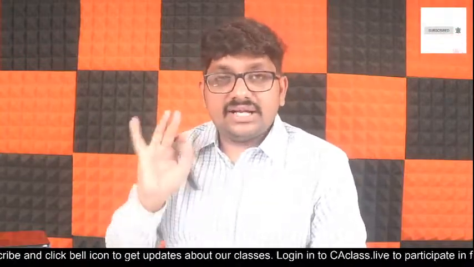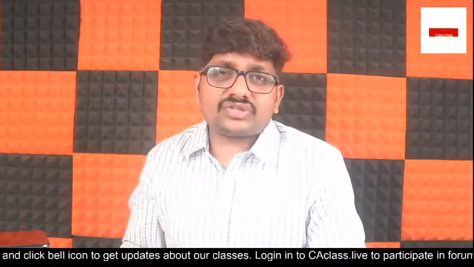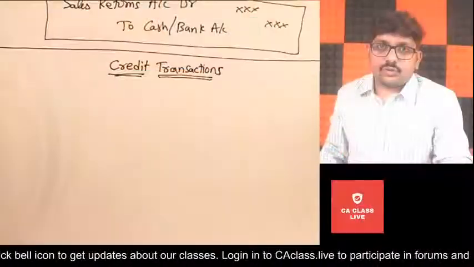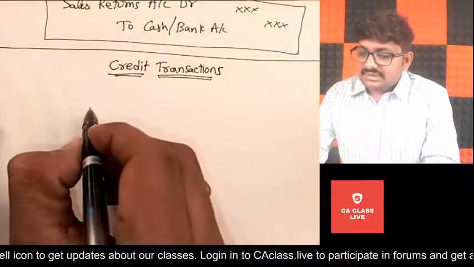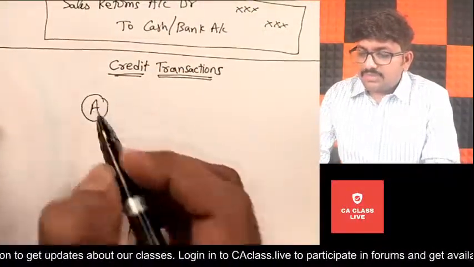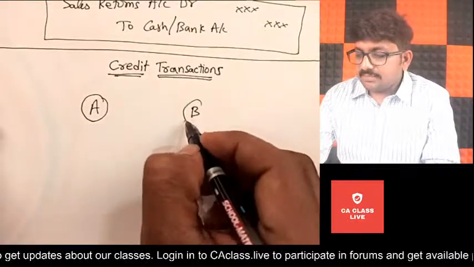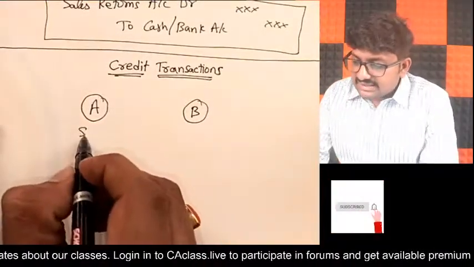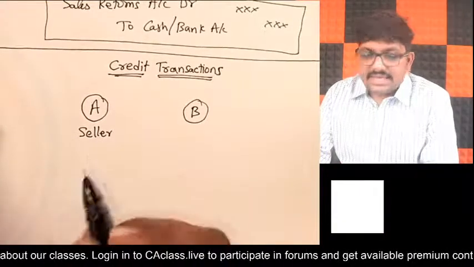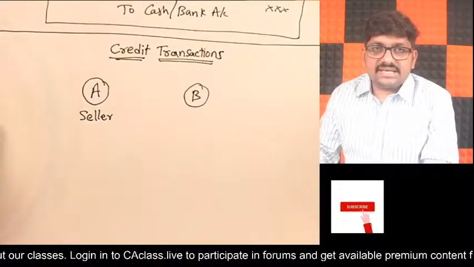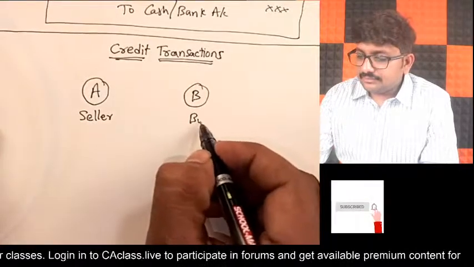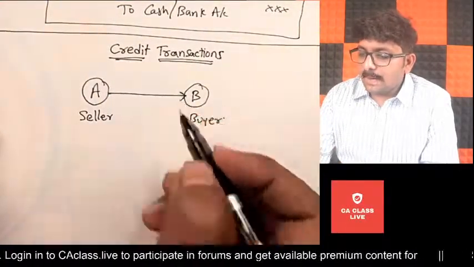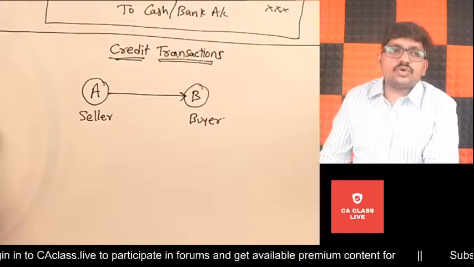Okay, now friends, how do we take those transactions together? Let me take a small example for you, and then I want to take it forward. Let us imagine there are two people, Mr. A and Mr. B. Imagine A is a seller and B is a buyer. It means A is selling goods to B.